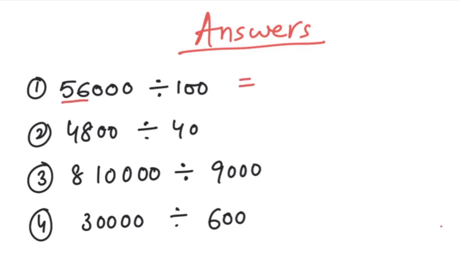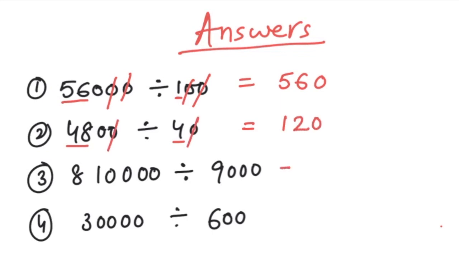In this case, 56 is divided by 1. So the answer will be 56 and two zeros are cancelled. So one zero is remaining. In this case, 48 is divided by 4. It will be 12, and one zero and one zero cancel. So 120. Then 9 and 81. So it will be 9, and 1, 2, 3 zeros. So 1, 2, 3 zeros cancel. So one zero.